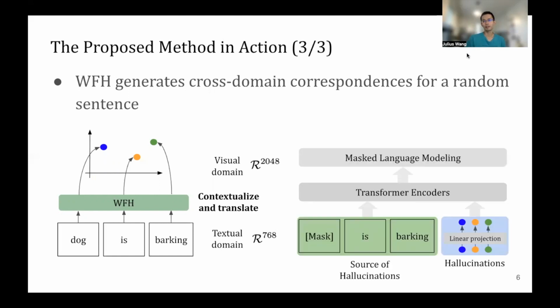Those correspondences, or hallucinations, are then paired up with the input sentence, and they are all together fed into the transformer encoders to predict the masked tokens as in the masked language modeling objective. For full details of the model and the workings of WFH, please refer to our paper.